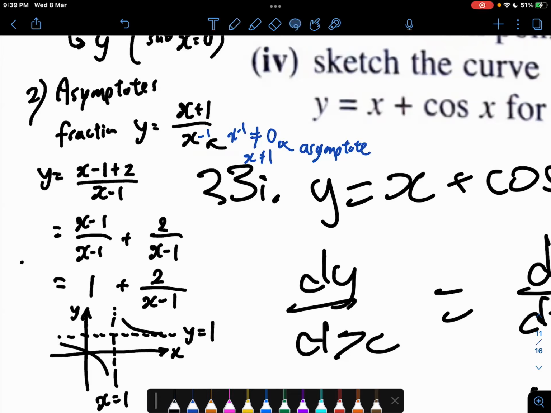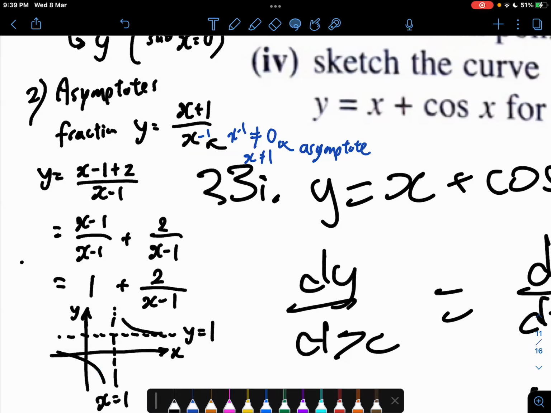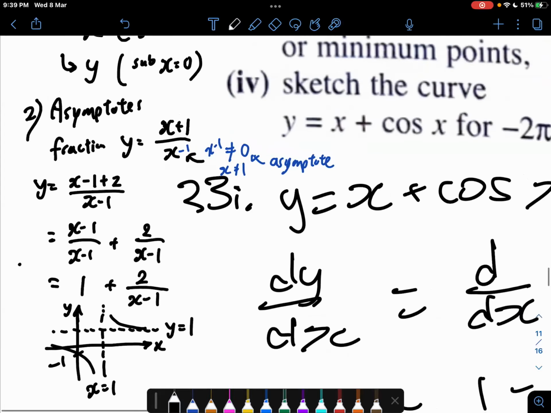Oh, wait, this has to be a bit lower. When you sub in x equals 0, you're going to get 1 plus 2 over 0 minus 1, which is 1 plus negative 2. 1 minus 2 is negative 1. So I need to cut at negative 1. Okay, but anyways, that's just a quick sketch.